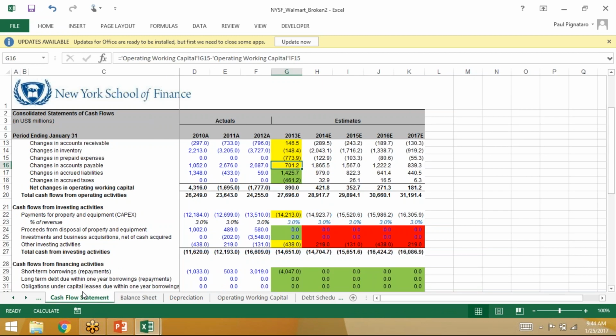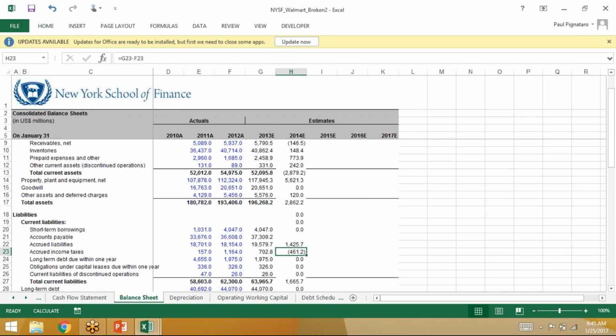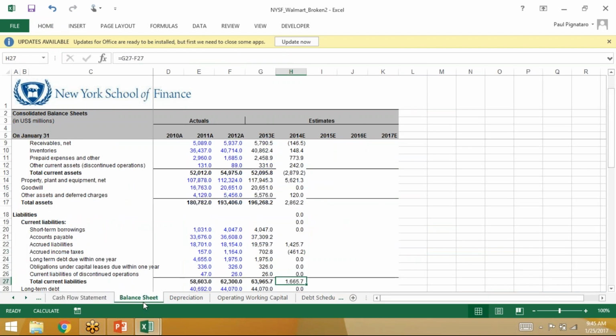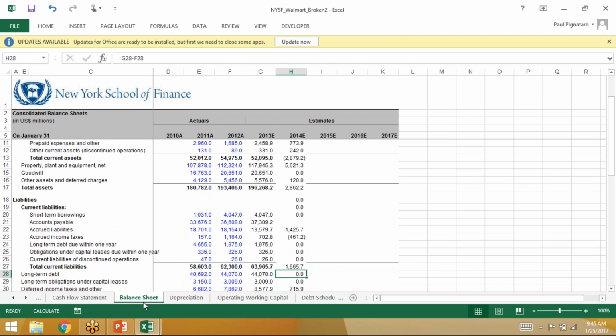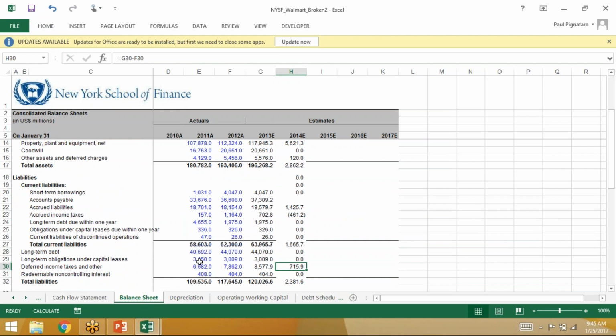Accrued liabilities, up 1425.7. Is that right? Good. Accrued taxes down 461.2. I should see negative 461.2, and I do. It's looking okay so far. Everything else is 0, 0, 0, 0. Anything that's 0, not changing, I just leave out. Deferred taxes up 715.9. What should we see? How does that match up?